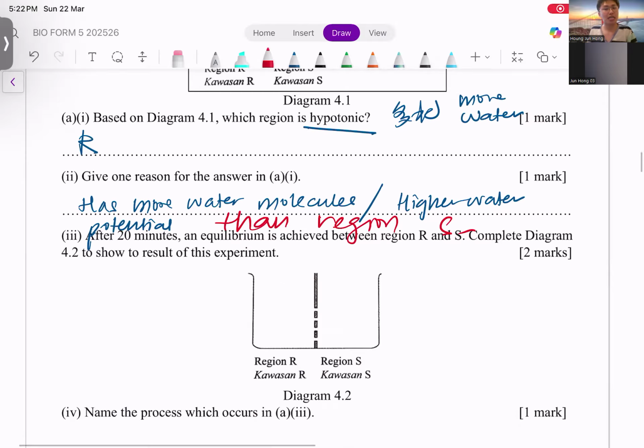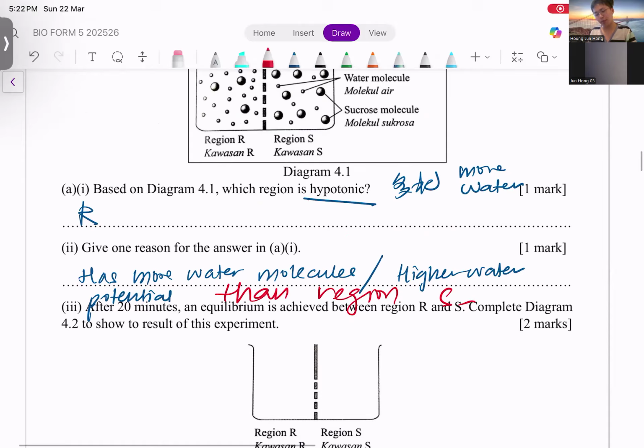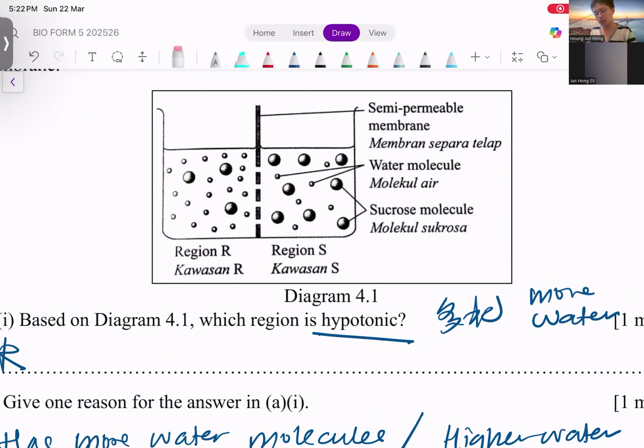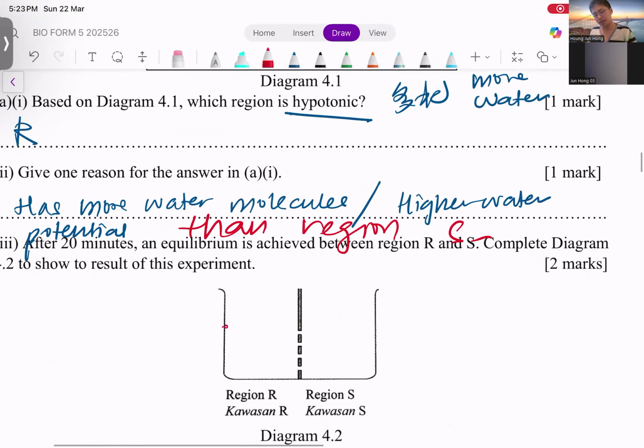Now, how would you achieve a dynamic equilibrium? First of all, make sure sucrose doesn't move. Sucrose cannot move. But before that, where would the water flow? The water will flow from more water to less water. So it will decrease the water level here and increase the water level here. So first draw the water level one lower, one higher. R will be lower, S will be higher, because water goes from hypotonic to hypertonic. That's why R decreases, S increases.